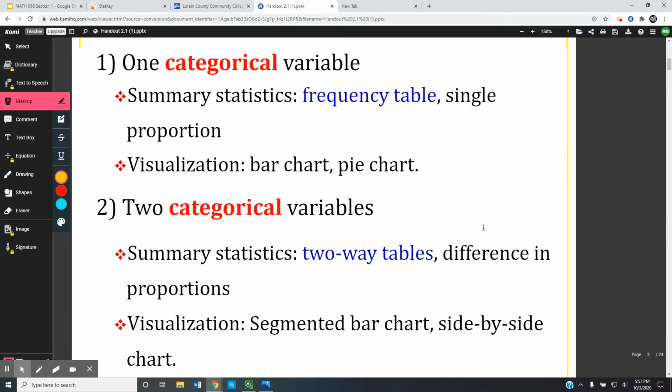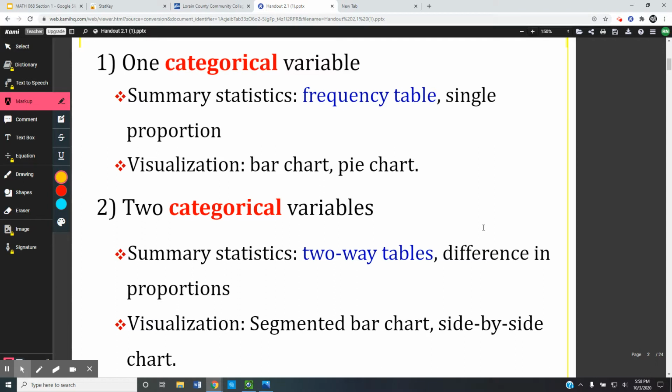Remember that if we have one categorical variable, sometimes we call that 1C, the summary statistic is a frequency table, and from a frequency table we draw a single proportion. So that is a statistic which we would use to analyze a one categorical situation. For visualization of that, we'd use a bar chart or a pie chart. That always goes along with a single categorical.